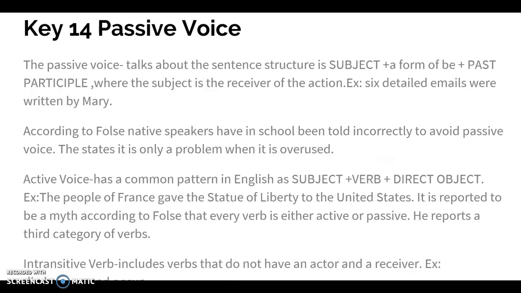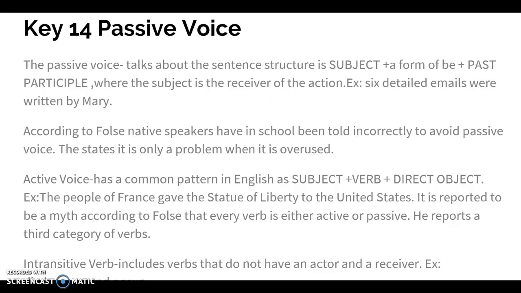Next, we have Key 14, which is passive voice. The passive voice talks about the sentence structure: the subject plus a form of to be plus the past participle, where the subject is the receiver of the action. For example, 6 detailed emails were written by Mary.